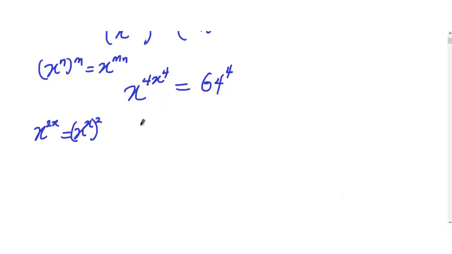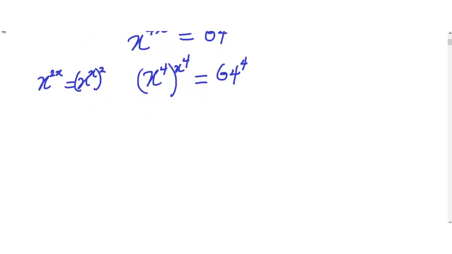So what we have here, we can actually write it as x raised to the power of 4, right? Then everything raised to the power of x raised to the power of 4. So we bring in the 4, the power that we used, then we have x raised to the power 4 here. Then we still have 64 raised to the power of 4.